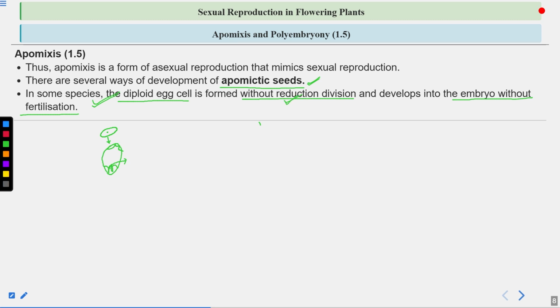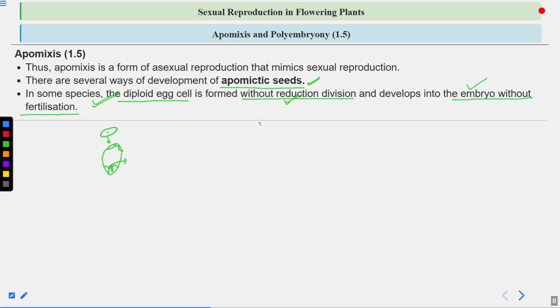In some species, the diploid egg cell is formed without reduction division and develops into the embryo without fertilization. Because it is diploid, it develops into the embryo without fertilization. So this is one of the ways in which the apomictic seed is formed. There will be no 4 embryo sacs; there will be the single egg.